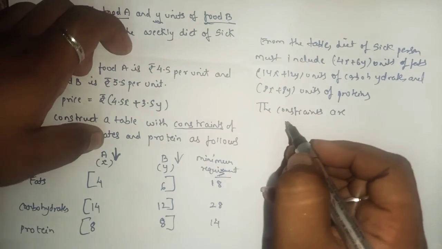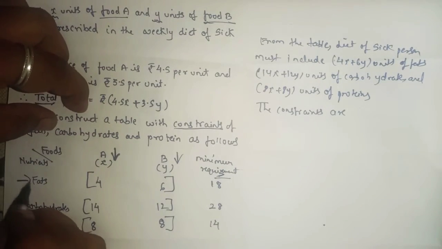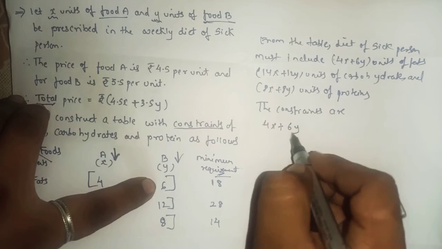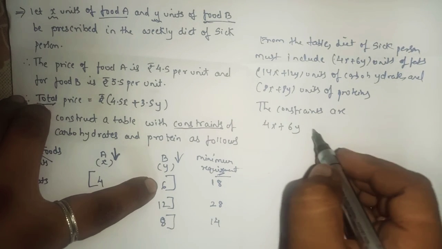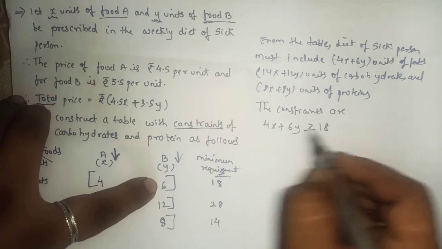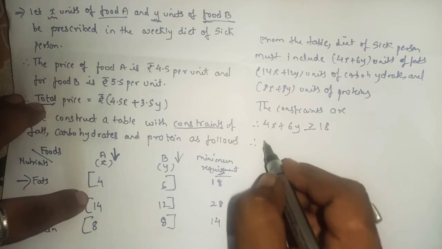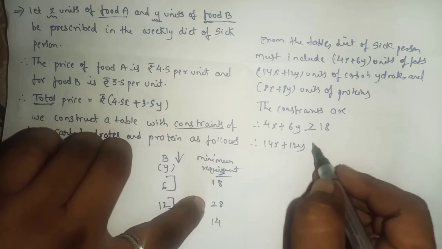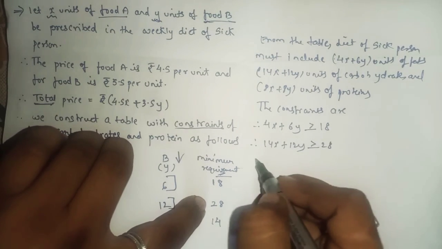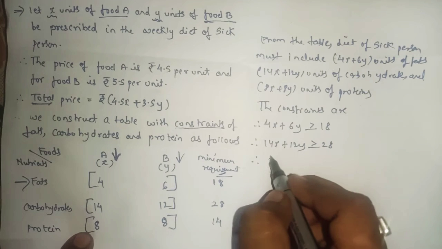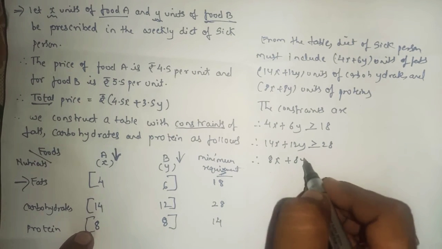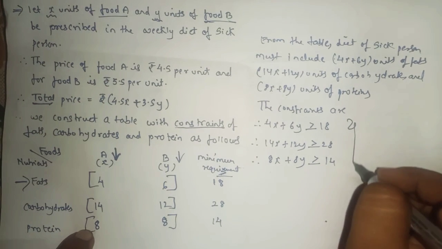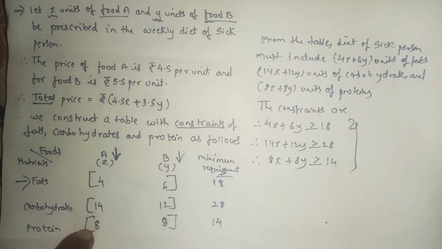So from here you will get the first linear inequation. This is 4x plus 6y. Minimum requirement means greater than or equal to, so greater than or equal to 18. The second is 14x plus 12y, minimum requirement means greater than or equal to 28. And the third one is 8x plus 8y greater than or equal to 14. So here we got our three linear inequations.